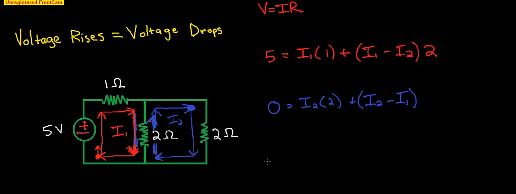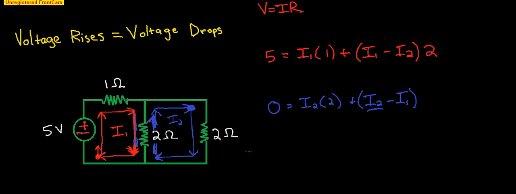You always start with the mesh current that you were talking about and subtract the opposing current in the opposite branch. Okay, so I will repeat that one more time. You always start with the current that you're talking about in your mesh and then subtract the opposing current from the opposite mesh.